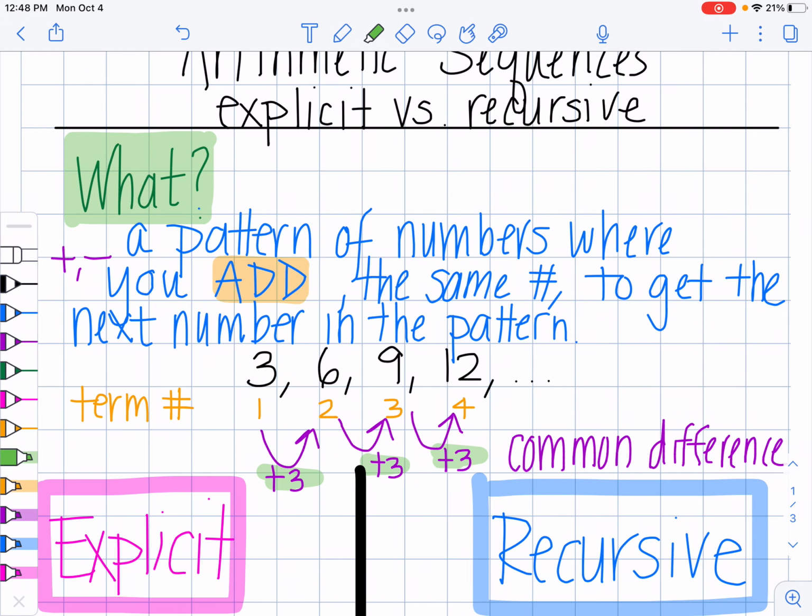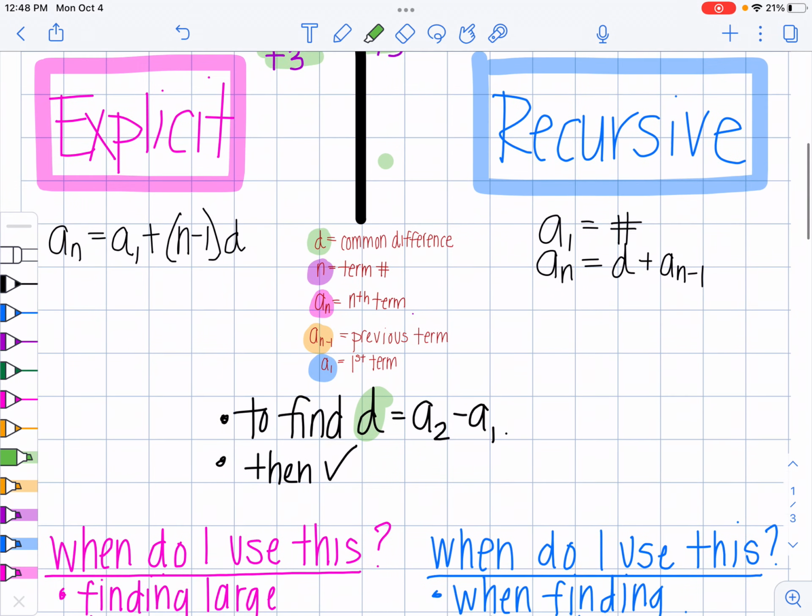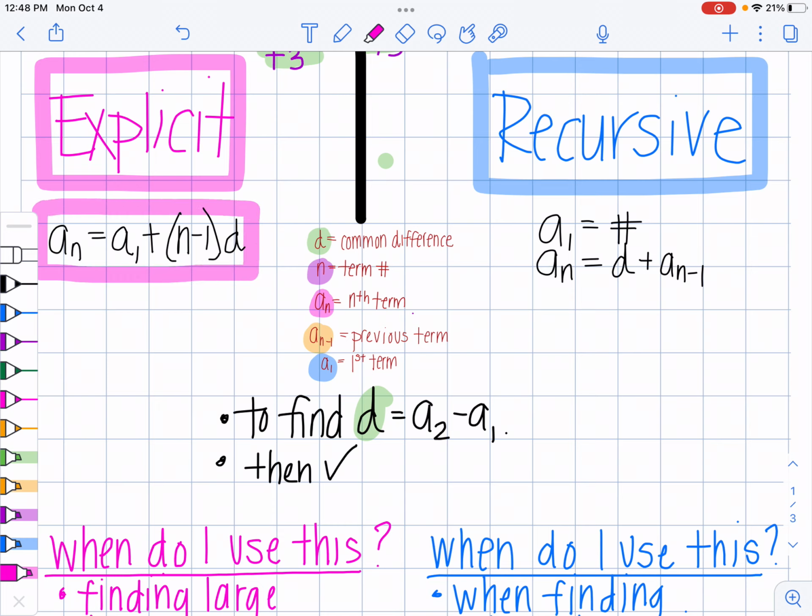So let's talk about the explicit and recursive formulas. So the explicit formula looks like this. And let's talk about what these mean. So we've learned about what a term is, and we've learned about the common difference. So this A, we say this A sub n. This sub means subscript, which is the number that's written on the bottom. And this n represents my term number, which we already talked about, which is just the number of where it falls in the list.